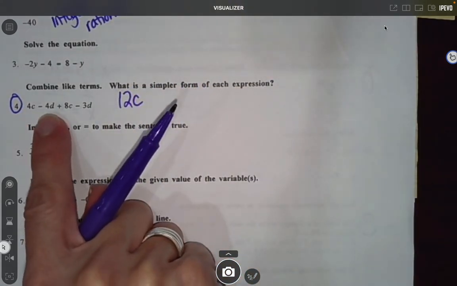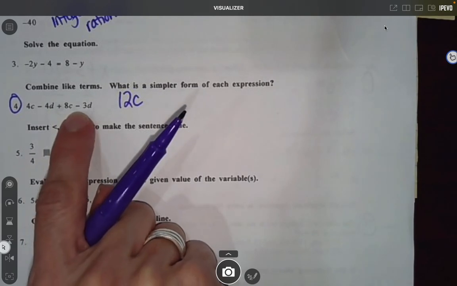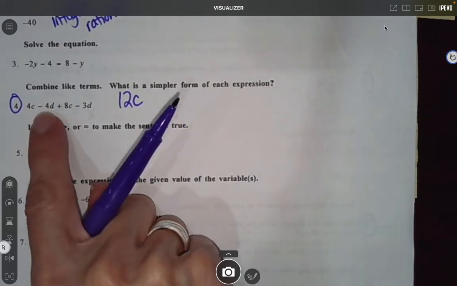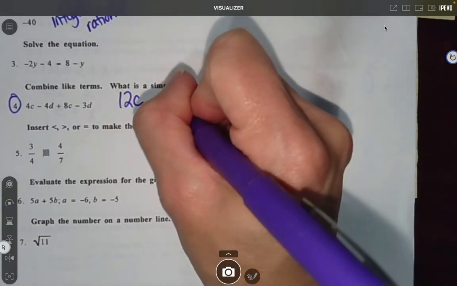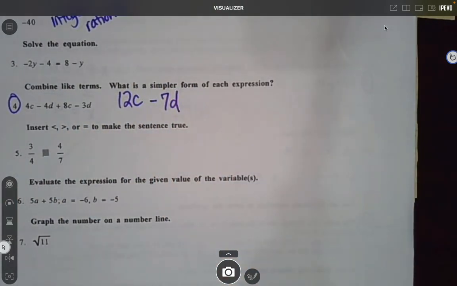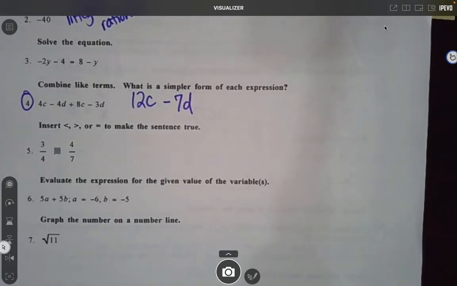I have a negative 4D, so be careful, minus 3D. What's negative 4 minus 3? 7. Negative 7D. And that would be my answer for that one. How was that? Are we good? Just combine like terms, adding or subtracting. Yeah, your answer is going to look like an algebraic expression. Like it's going to have some numbers and letters in it.